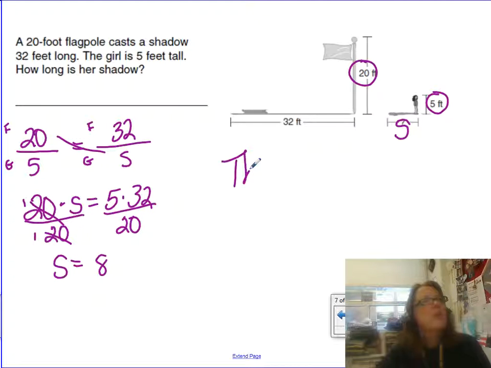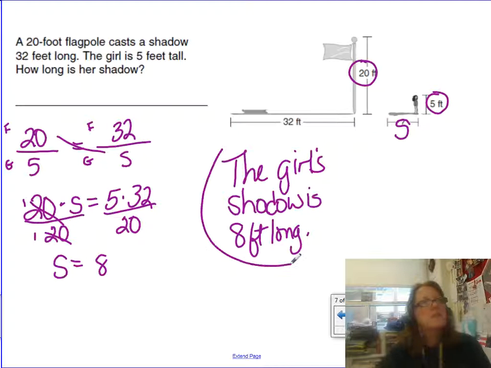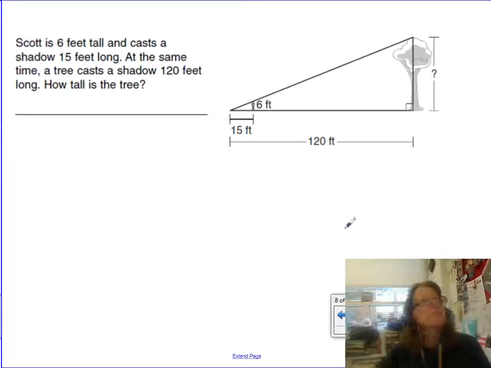Okay, so we will say the girl's shadow is 8 feet long. Now, I always like to say, does that make sense? She's 5 feet tall. Her shadow is 8 feet. It's longer. 20 feet, 32, that's longer. Do those make a proportion? Yes. Okay, we're good. Just make sure it makes sense there.